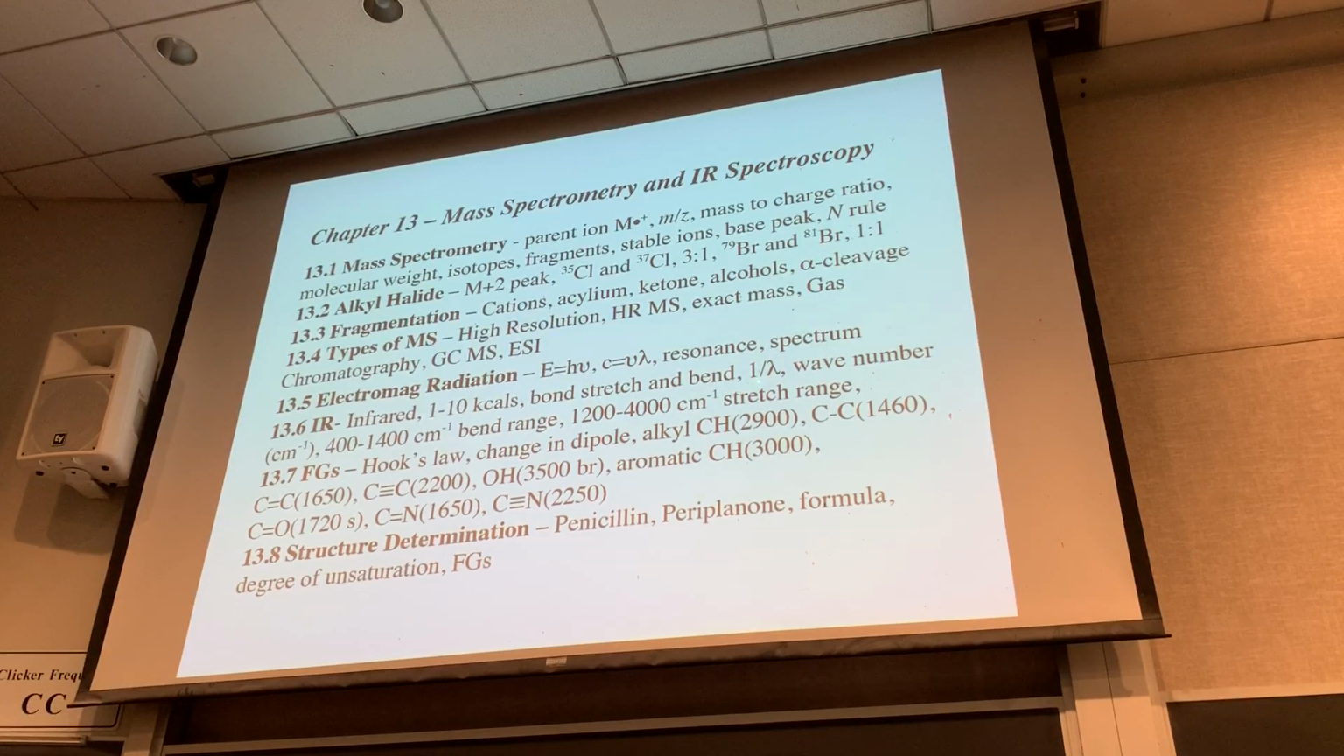But yeah, stretch and bend, and we're talking about inverse wave numbers or inverse centimeters. And that's a strange unit. I'll try to define that and make that clear. But the bending region is 400 to 1400 inverse centimeters. That's the bend region. 1200 to 4000 inverse centimeters is the stretch range. This strange unit, inverse centimeters, cm, stands for centimeter, right? To the -1, which means it's in the denominator, which means it's directly proportional to energy.